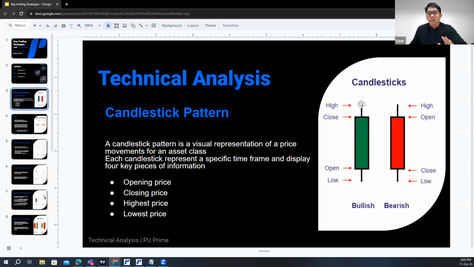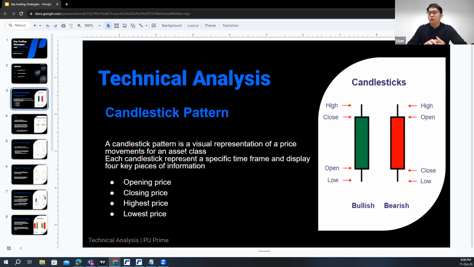The highest price of that 5 minutes, the lowest price of that 5 minutes. And if this is a daily candlestick chart, it will be the highest price of the day, lowest price of the day, opening price of the day, and closing price of the day. Okay, so this is briefly what it is. It's very useful and also very simple.